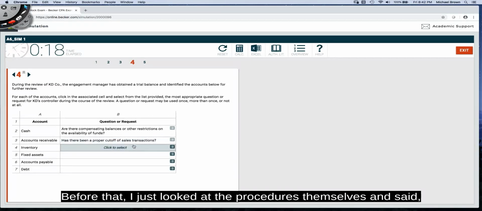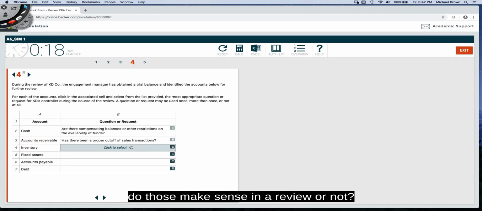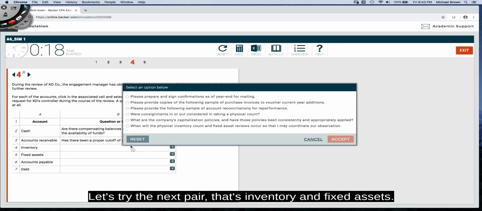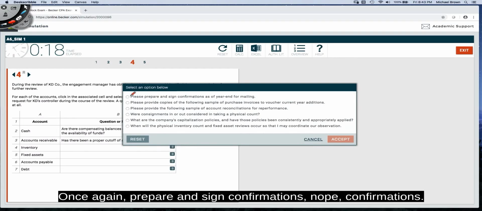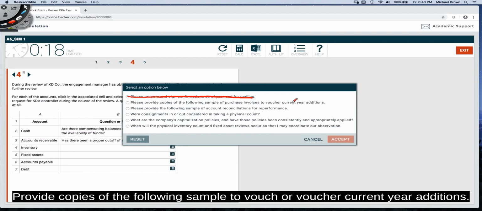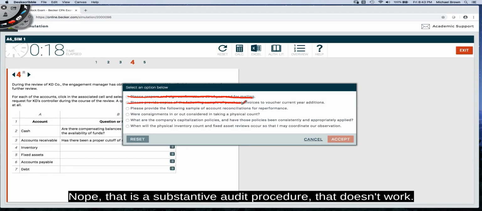So really, in fact, the very last thing I did, and it became fairly straightforward, was matching up the accounts. Before that, I just looked at the procedures themselves and said, do those make sense in a review or not? Let's try the next pair. That's inventory and fixed assets. Well, once again, prepare and sign confirmations. Nope. Confirmations. Provide copies of the following sample to vouch or voucher current year editions. Nope. That is a substantive audit procedure.